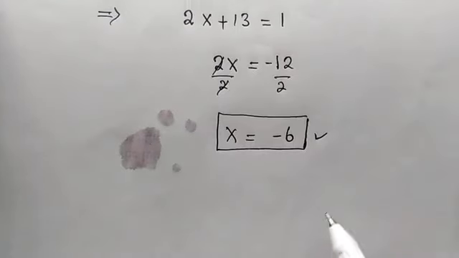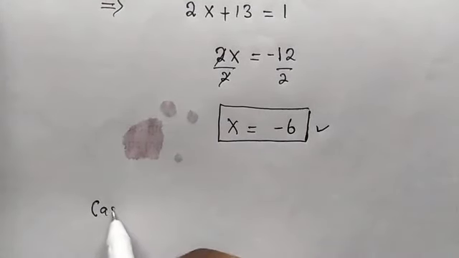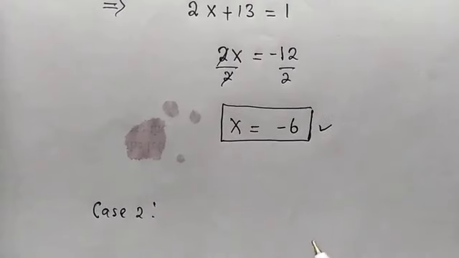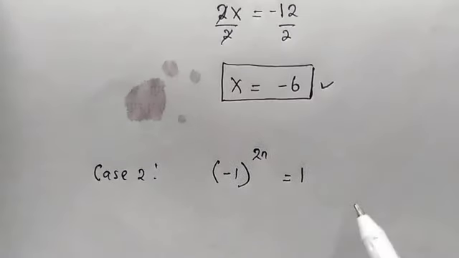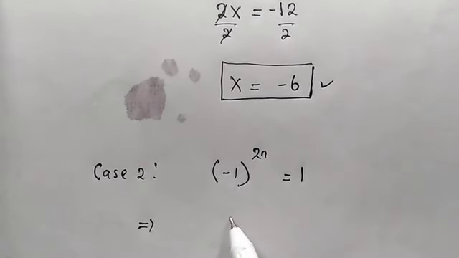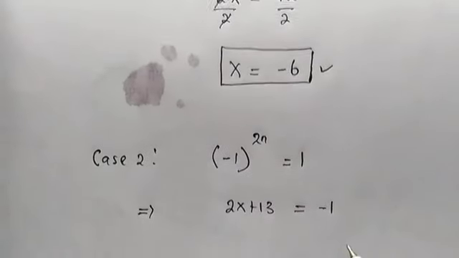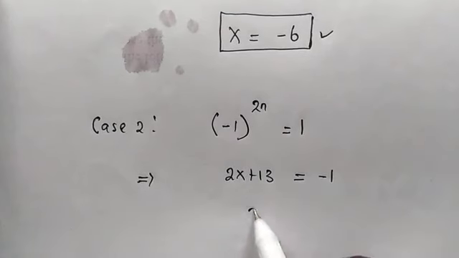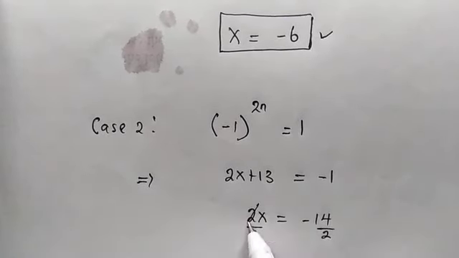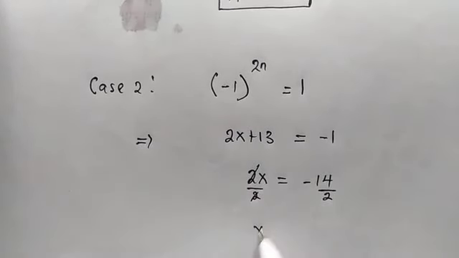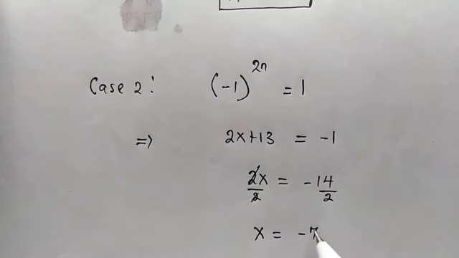Now let's go to second case. Let's call it case 2. For our case 2 here, we know that negative 1 to the power of even is equal to 1, right? So this implies that we can still let the base 2x plus 13 equals negative 1 and solve for x. Subtract 13 from both sides, we get 2x is equal to negative 1 minus 13 will give us negative 14. Divide both sides by 2. So from here we have another solution, x is equal to negative 7.